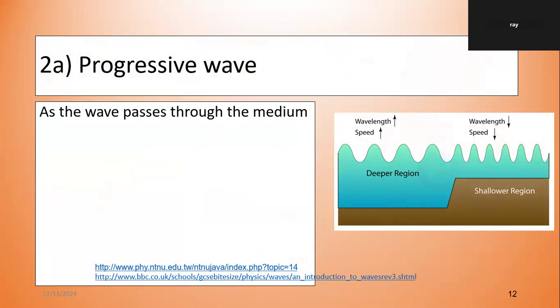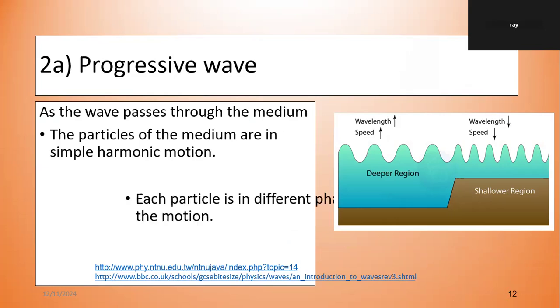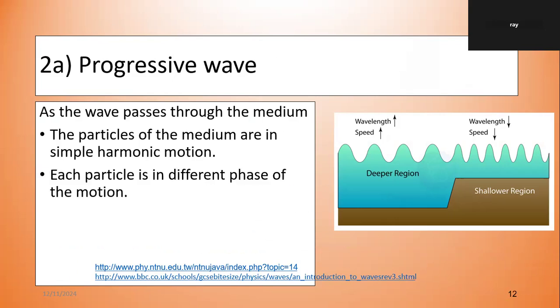As the wave passes through the medium, the particles of the medium are in simple harmonic motion. We call it oscillation or simple harmonic motion. You study it in more detail in A2. Each particle is in a different phase of motion. Different phase means different position of their motion in the path. We'll introduce the term later on.